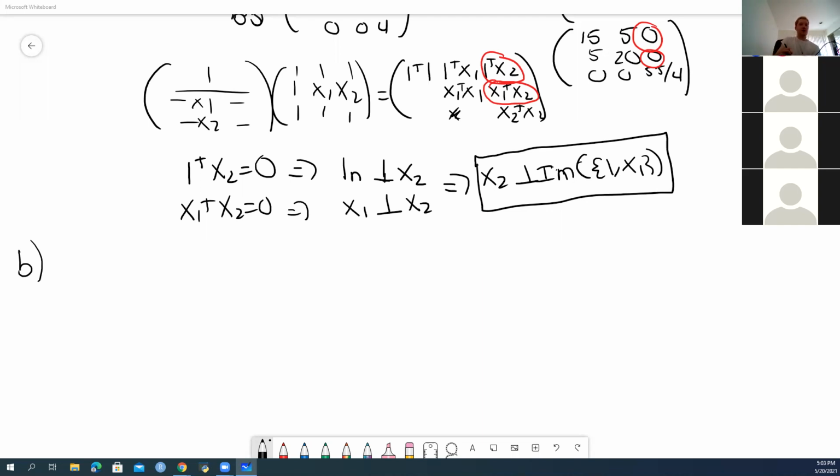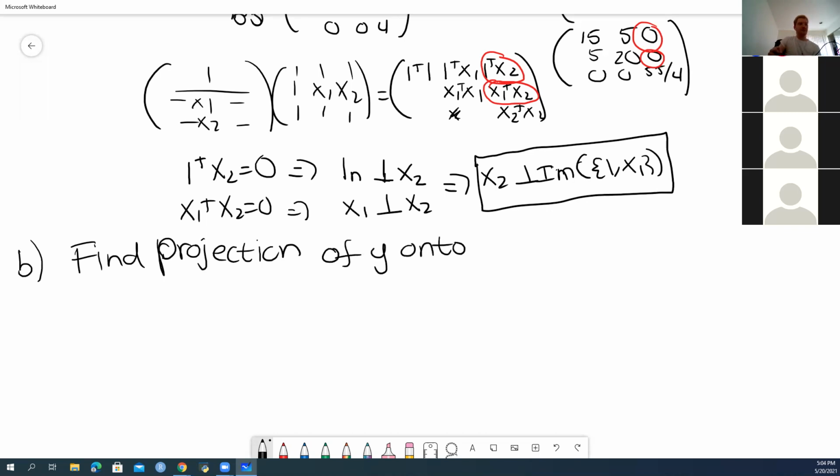So we want to find the projection of Y onto the span of just the one vector, okay? And we want to show that's equal to -1, the -1 vector, okay? So how do we do this? Well, first of all, what is the projection of Y onto the span of 1_n? So let's write out what it is, and then we can go from there.